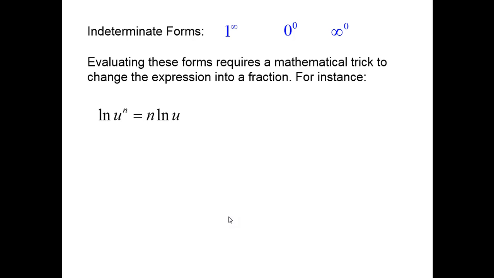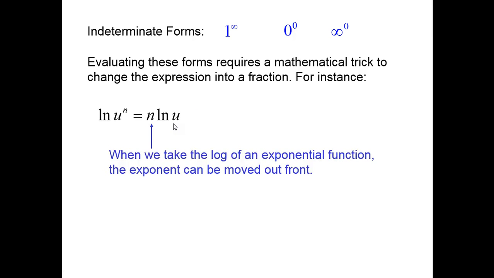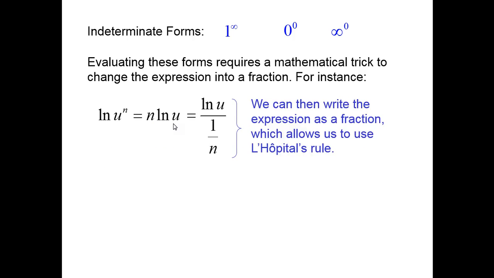Recall from pre-calc, of course, the natural log of u to the n, log property, you can bring n to the front of that log. And notice also that if I wanted to, I could write that expression like this. We saw that in an earlier example. To make that n go to the denominator, we write it as 1 over n. Notice that's a fraction, which is what we're looking for when we work with L'Hopital's rule.